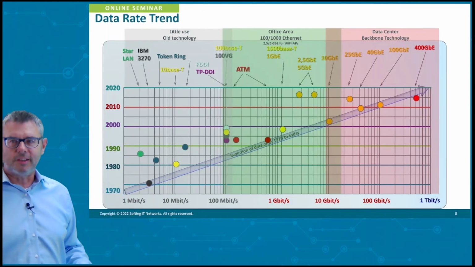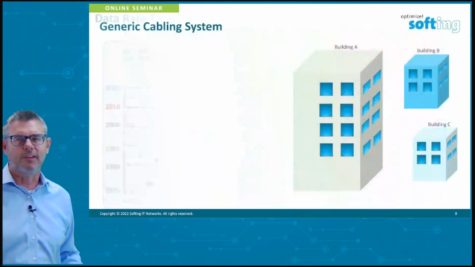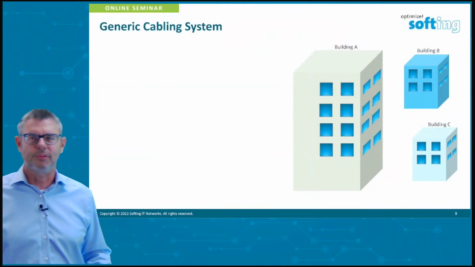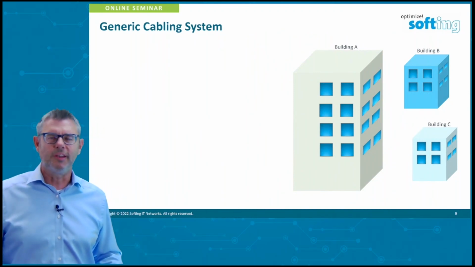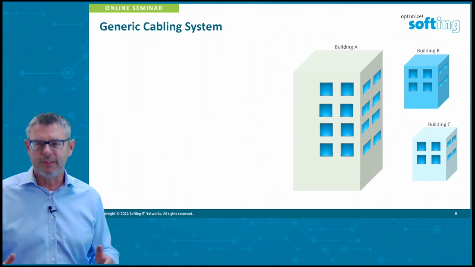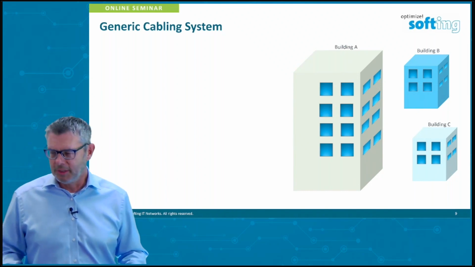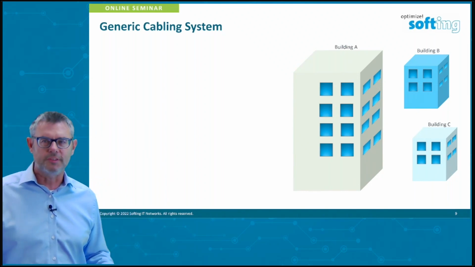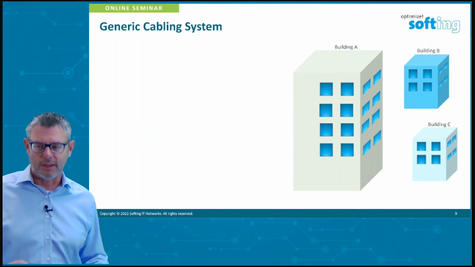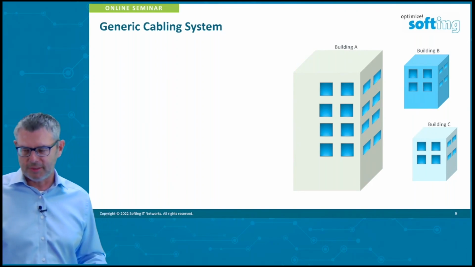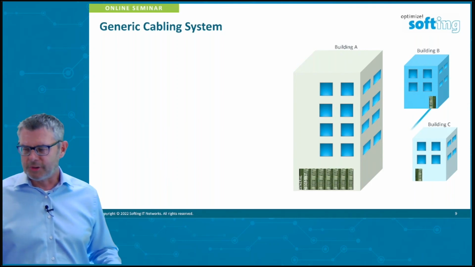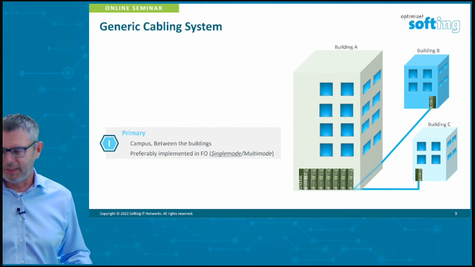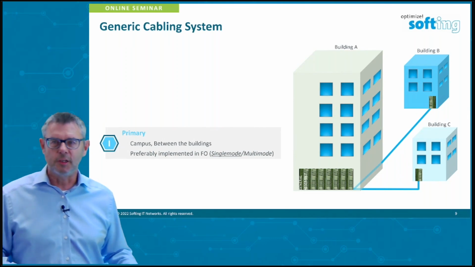Okay, so let's look back to the classical environment, the office environment. So here is again our challenge. We have a company which is located in 3 buildings on a certain campus, a local area. And the first job we have to do is now to connect these 3 buildings together to allow communication between the buildings. How is this done? It's done on the primary level, as it's called, and this is done through fiber optic, the topic of the day. Usually we use here single mode fibers.